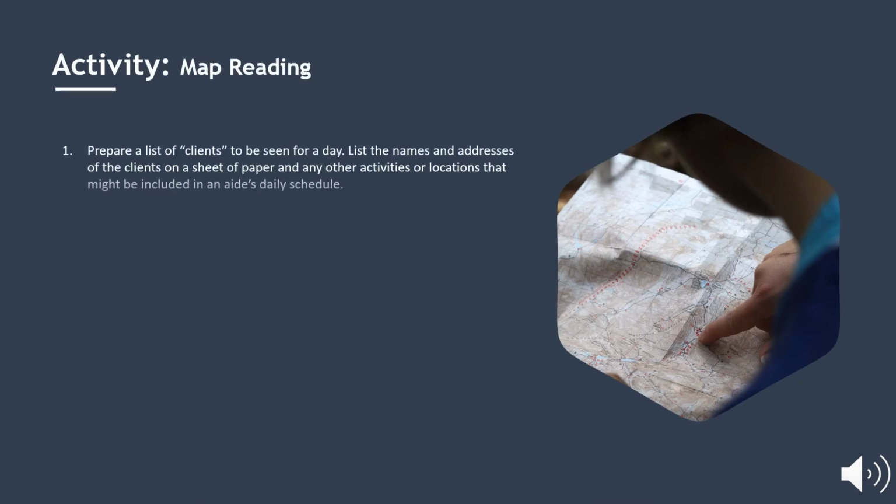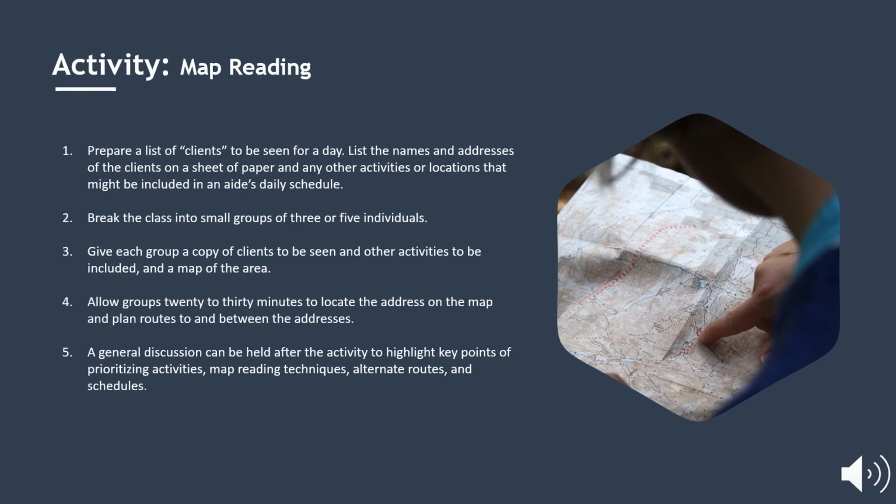Activity. Map reading. 1. Prepare a list of clients to be seen for a day. List the names and addresses of the clients on a sheet of paper and any other activity or locations that might be included in an aide's daily schedule. 2. Break the class into small groups of 3 or 5 individuals.